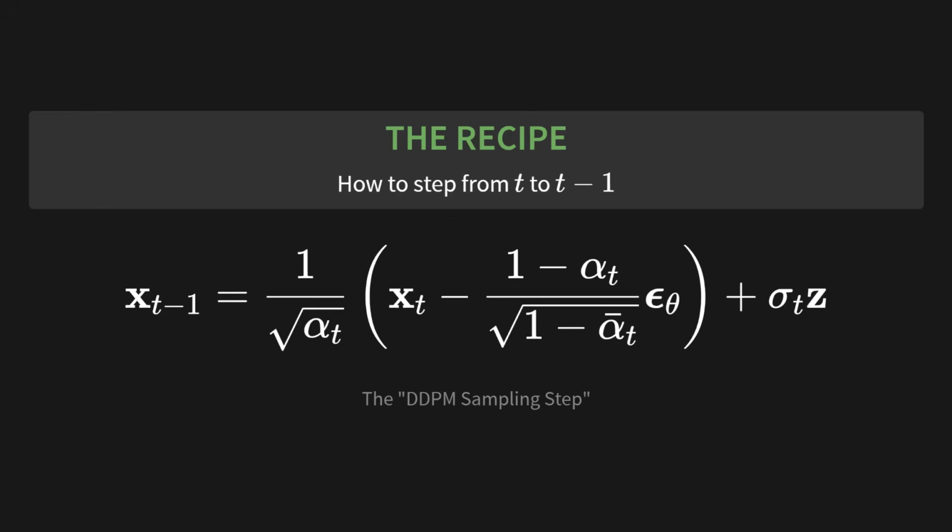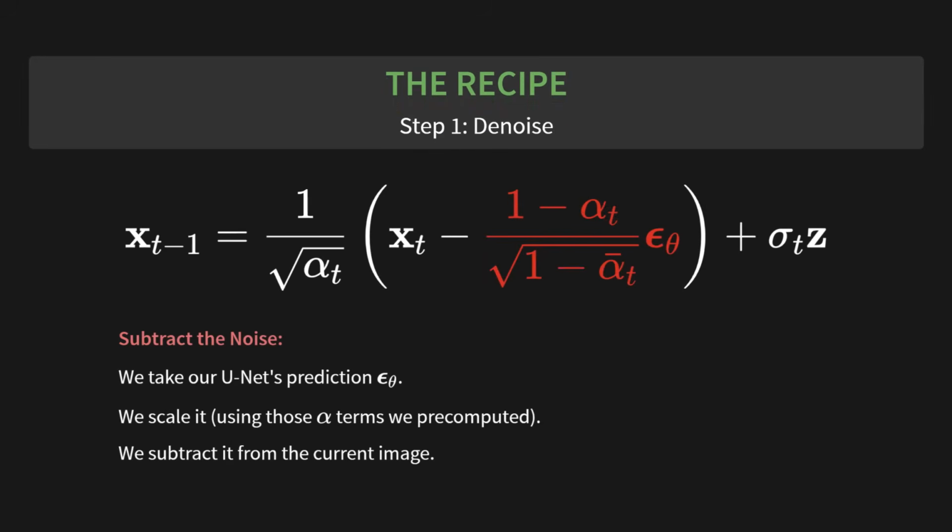Step 1, highlighted here in red, is to denoise. The core of the operation is right here, x sub t minus some scaled version of epsilon theta. We take our current noisy image, we ask our UNet to predict the noise in it, we scale that prediction using those alpha terms we pre-computed, and we subtract it. That's it. We're literally carving the noise out of the image.